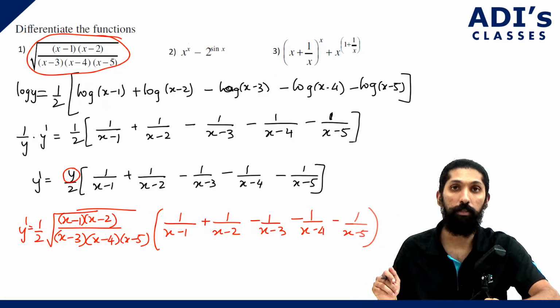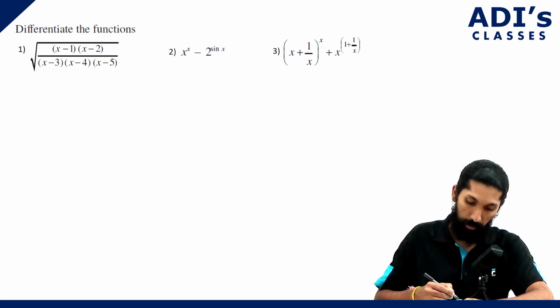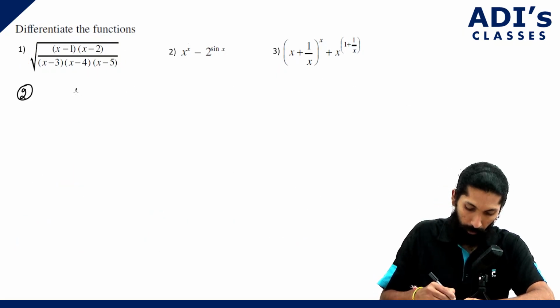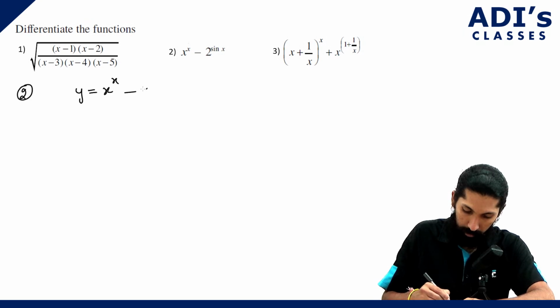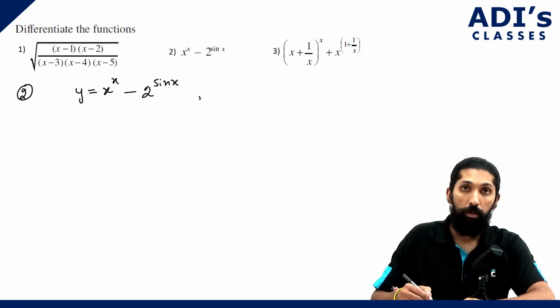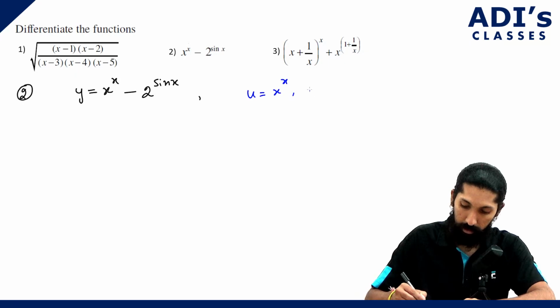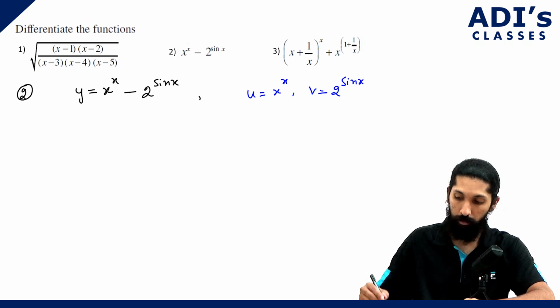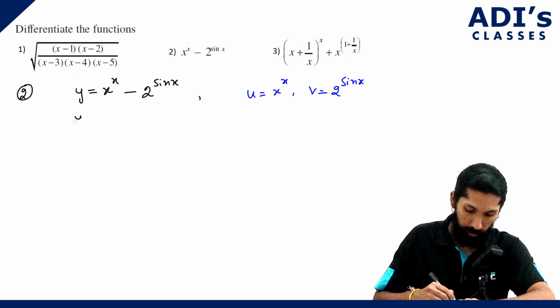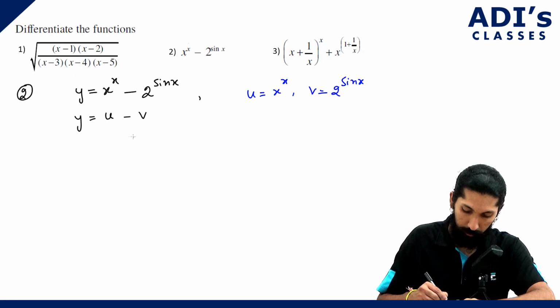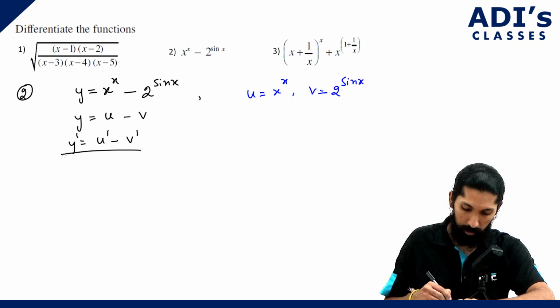Now let's do the second one. See the second one. So y is equal to x power x minus 2 power sin x. What you do, take u, say u is equal to x power x and v is equal to 2 power sin x. Why are we taking it like this? Because you'll get y is equal to u minus v, or y dash is equal to u dash minus v dash. So just keep this aside.